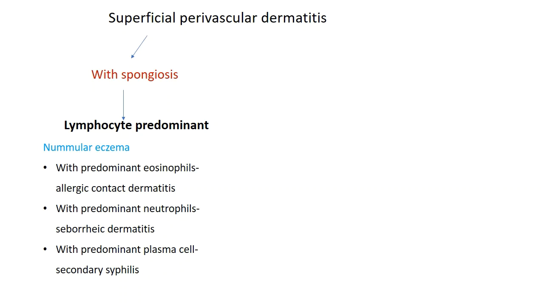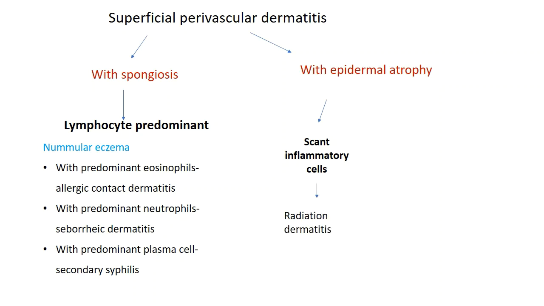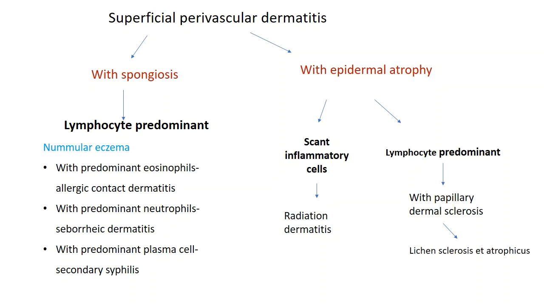And these are superficial perivascular dermatitis with epidermal atrophy, and the inflammatory cells are very scant, it favors radiation dermatitis. Along with these features, if lymphocytes are predominant and also papillary dermal sclerosis is present, it favors lichen sclerosus et atrophicus.